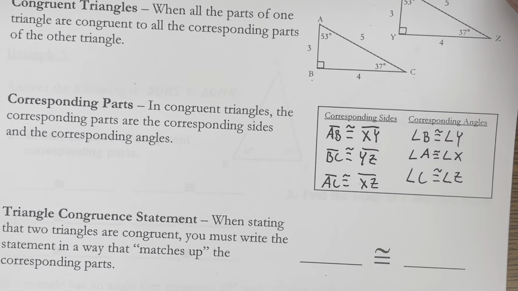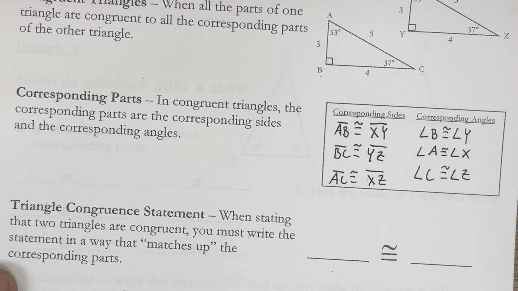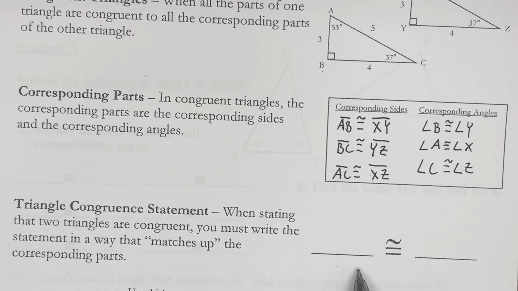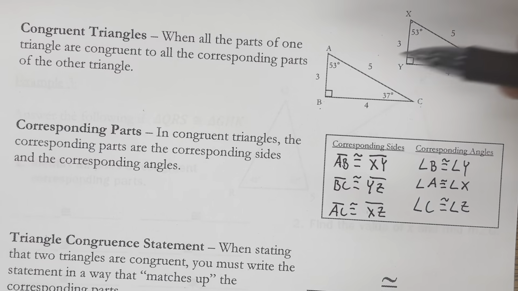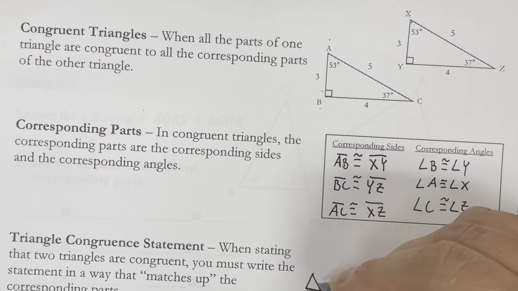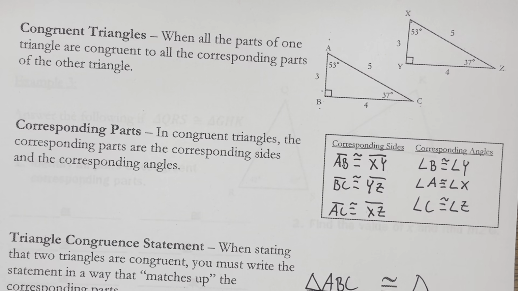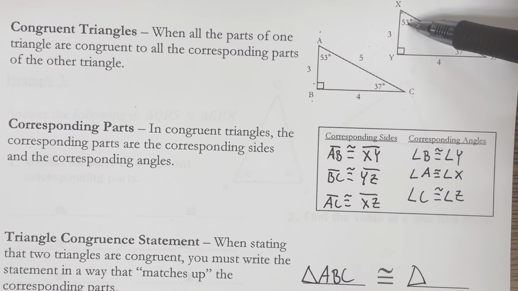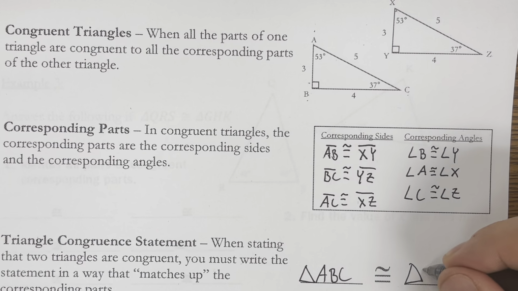The triangle congruence statement is what we use when we name the 2 congruent triangles. Now, here's the tricky piece of this statement. The corresponding parts need to go in the same order. When I name the first triangle, I name it by its vertices, so I'm going to name the first triangle ABC. And we would state that it is congruent to triangle. We have to put the parts in the same order. A corresponded with X, so since I put A first, I also need to put X first.